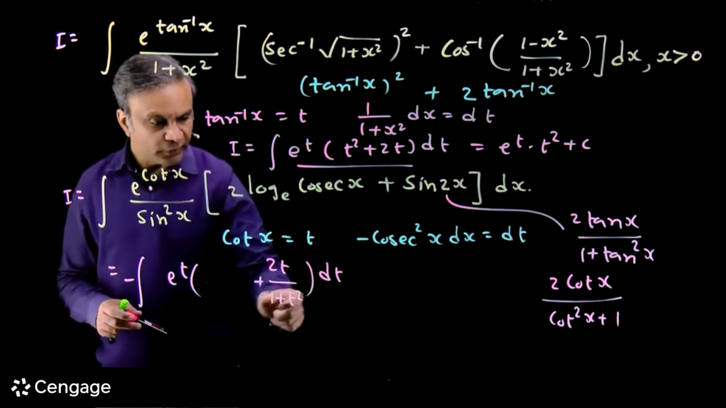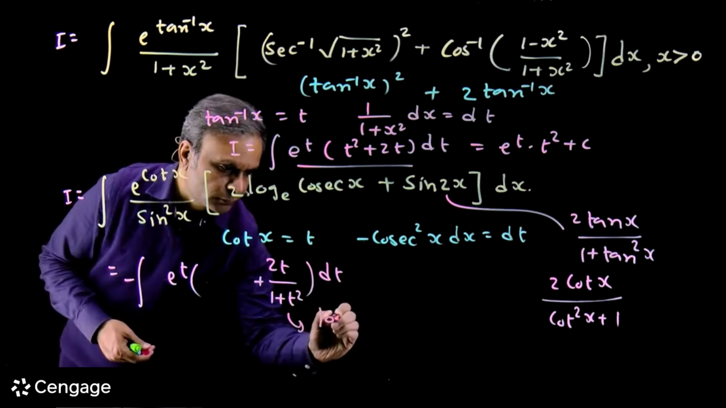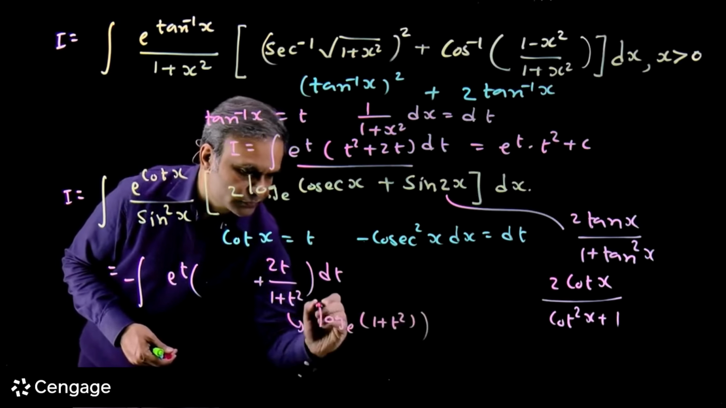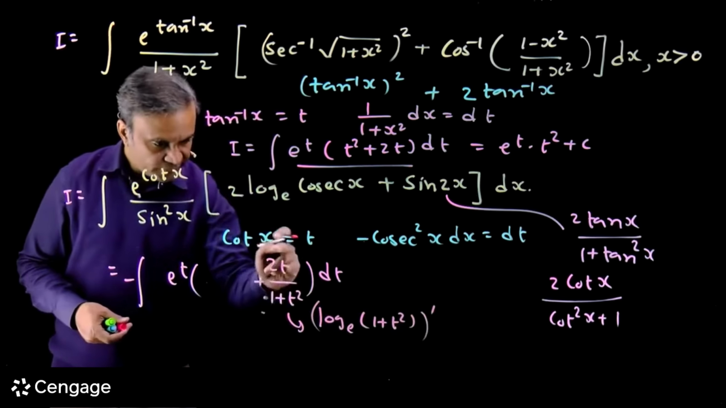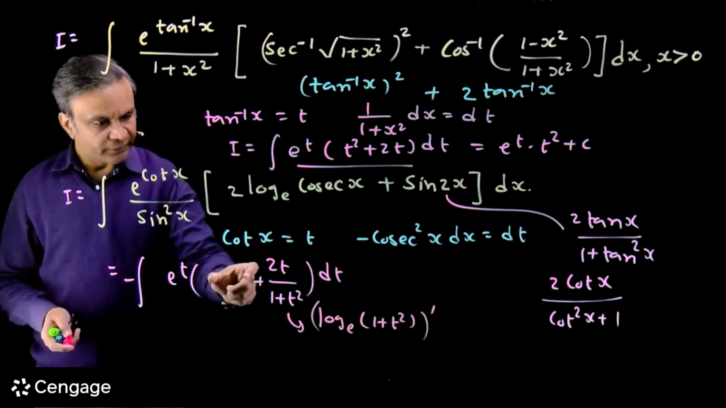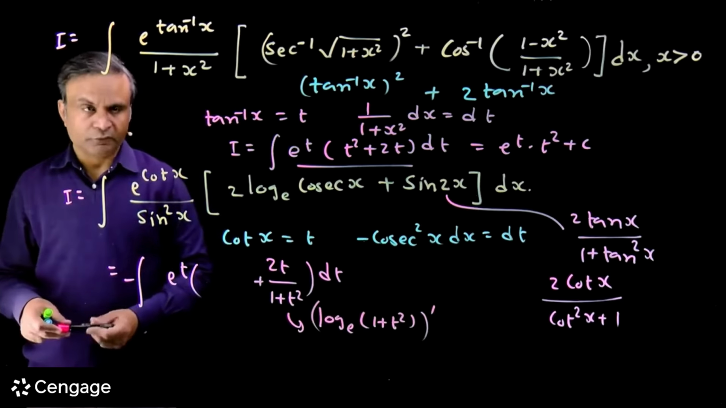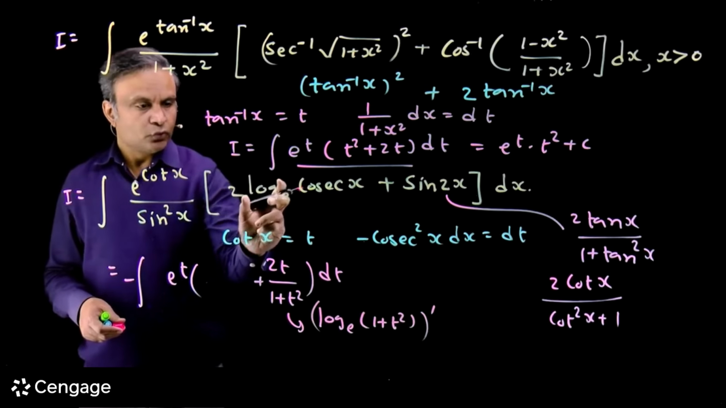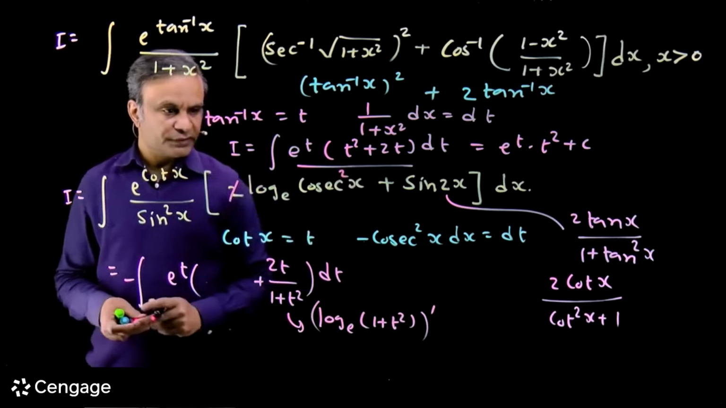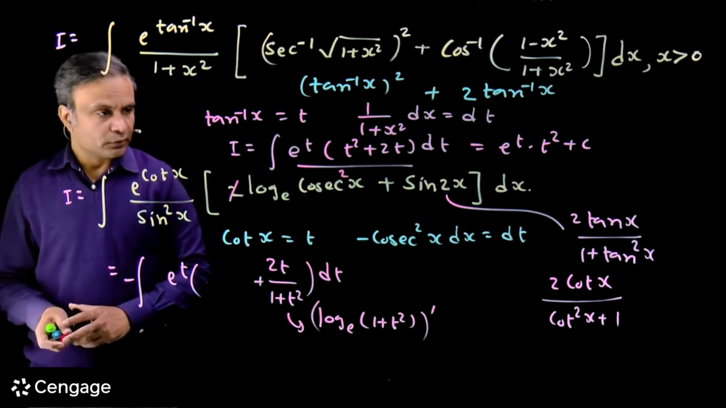Now 2t upon 1 plus t square is derivative of log of 1 plus t square. ये जो है वो इस फंक्शन का डेरिवेटिव है ना, तो यहाँ पे डेफिनेटली हमें ये फंक्शन मिलना चाहिए. We must get this function here. We will get that 2 log of cosec x is log of cosec square x. ठीक है, we can use here property of logarithm.